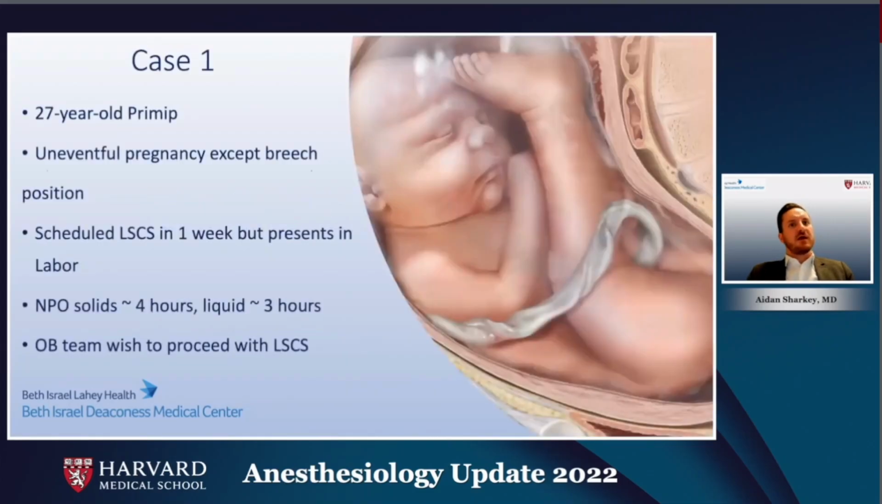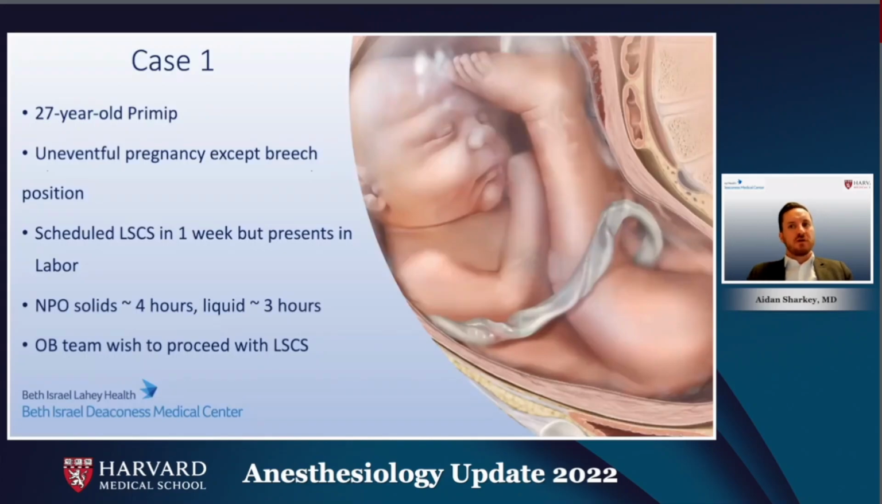The first case is a 27-year-old nulliparous woman who has had an uneventful pregnancy, except that the fetus was found to be in the breech position in the third trimester. She had a failed ECV and it was scheduled for an elective lower segment cesarean section at a later date. However, she now presents in early labor. The fetal heart rate tracing is normal and mom is not in too much discomfort. According to the obstetricians, there was no urgency in delivering. However, they would like to get it done sooner rather than later, as it is now approaching midnight.